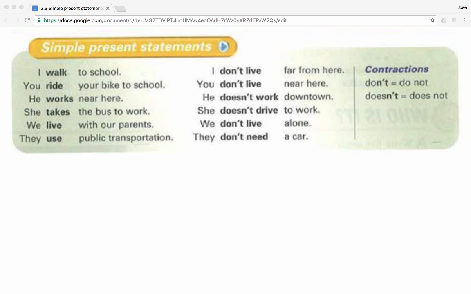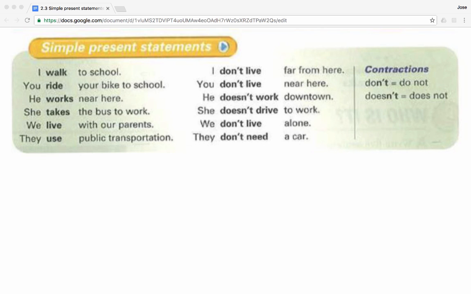I walk to school. I don't live far from here. You ride your bike to school. You don't live near here. He works near here. He doesn't work downtown. She takes the bus to work. She doesn't drive to work. We live with our parents. We don't live alone. They use public transportation. They don't need a car.